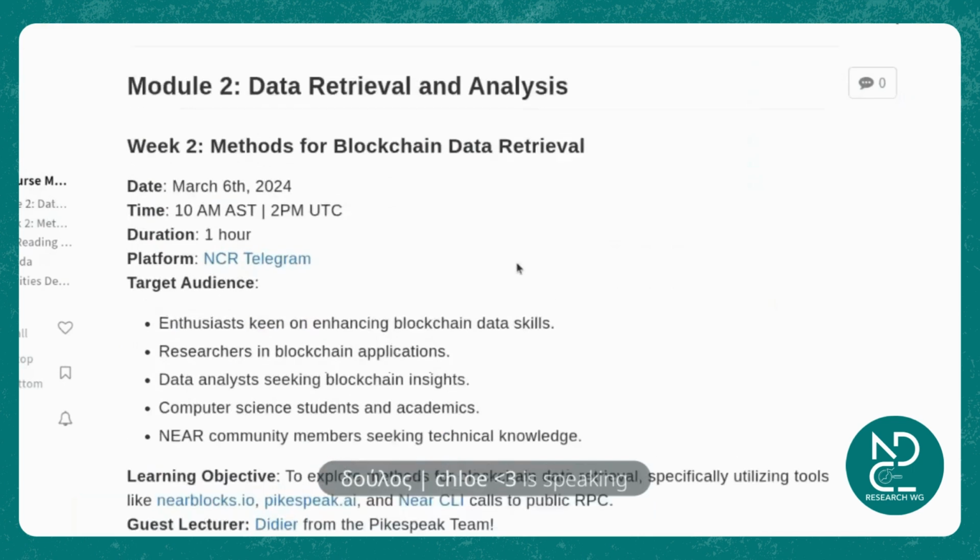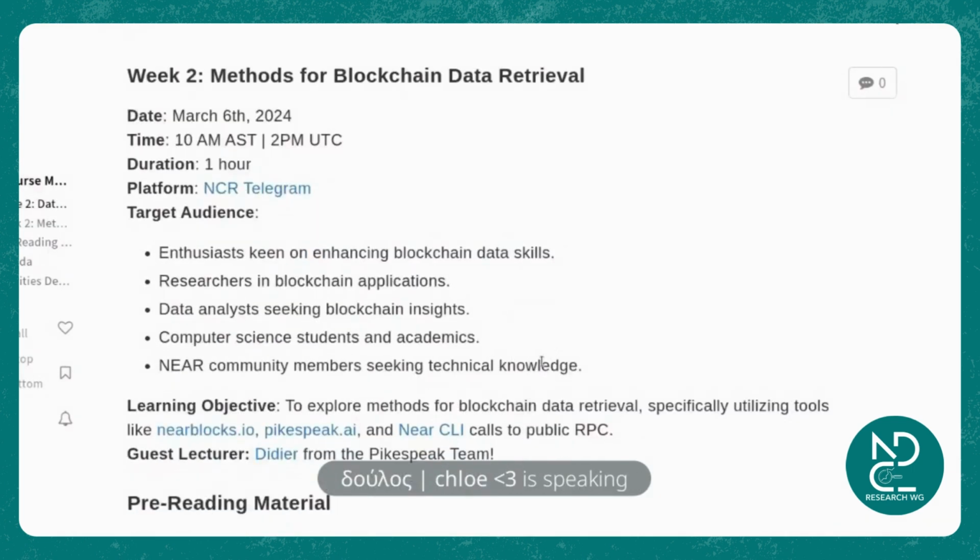So going through this lesson plan quickly, the target audience is enthusiasts keen on enhancing blockchain skills, especially with data, researchers in general in the space, data analysts. Again, specifically, maybe not researchers, but people who already have an idea of how to analyze large sets of data. Many times on the blockchain, you'll hear about indexers having to pull out specific data, and it becomes very important to understand how to choose what to pull out and how to analyze that.